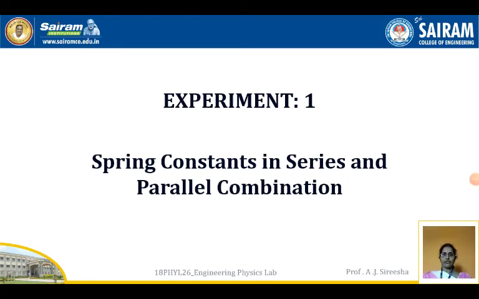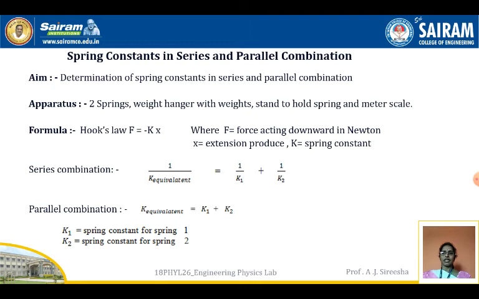Now, in this session, we are going to see the demonstration of experiment 1, spring constant in series and parallel combination. The aim of the experiment is determination of the spring constant in series and parallel combination. Apparatus: 2 springs, weight hanger with weights, stand to hold the spring, and meter scale.